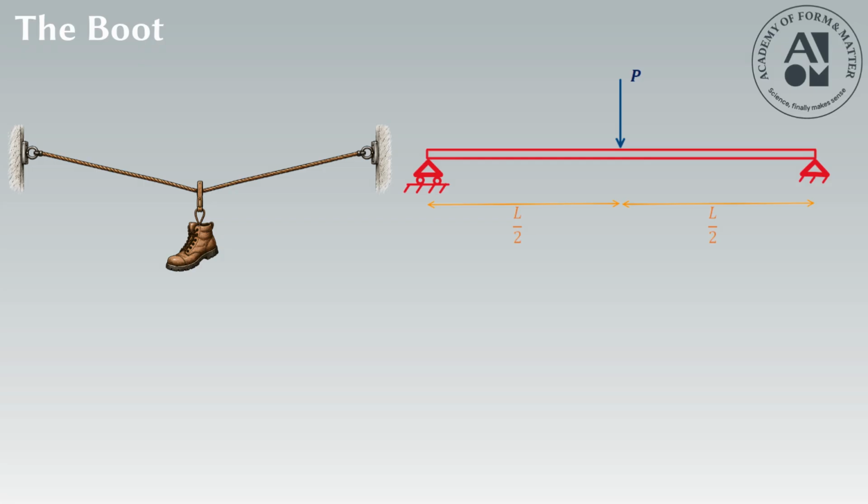When the boot is hung from the laundry rope, the rope takes a triangular shape. Now look at the bending moment diagram of the beam under the same point load. It is also a triangle. The rope and the diagram have exactly the same shape.